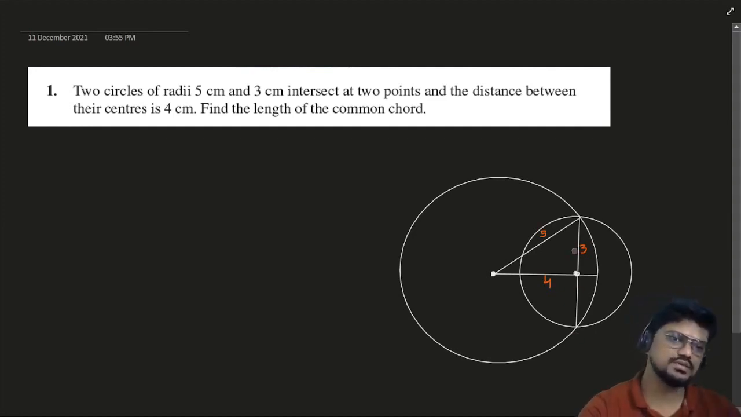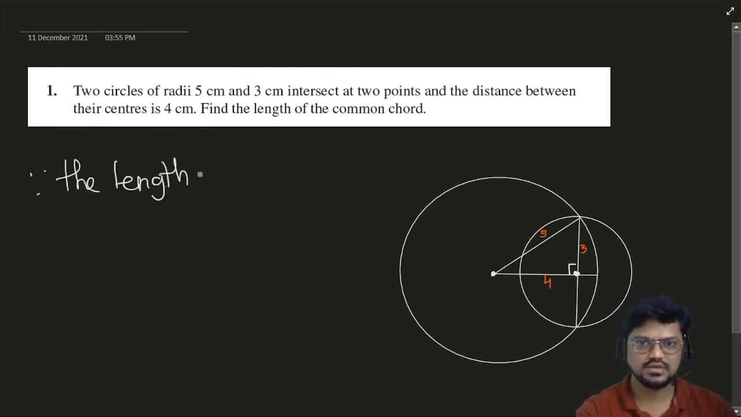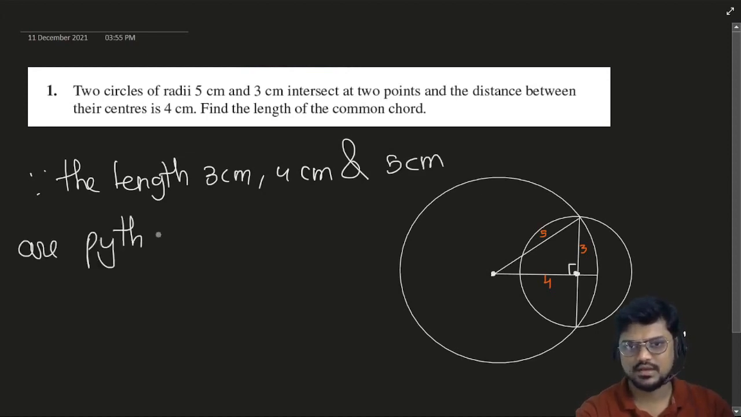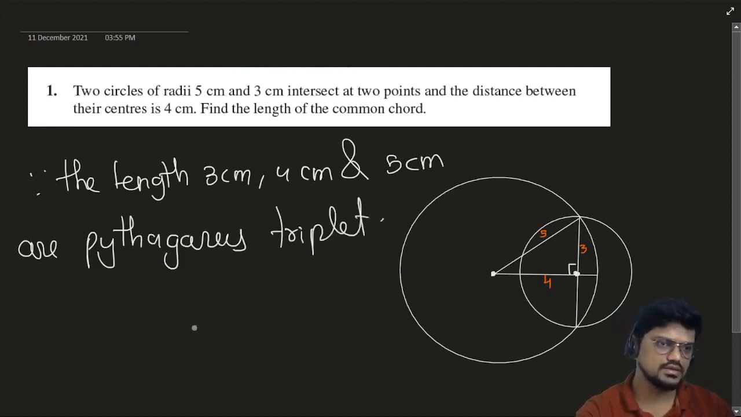The length of the common chord will be simply 6. Since we need to find the length of the common chord, this can be a right angle only. Got it? Now we can write, since the lengths 3 centimeter, 4 centimeter, and 5 centimeter are Pythagoras triplet, then what we can say?